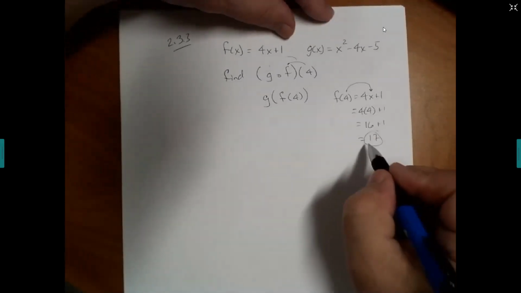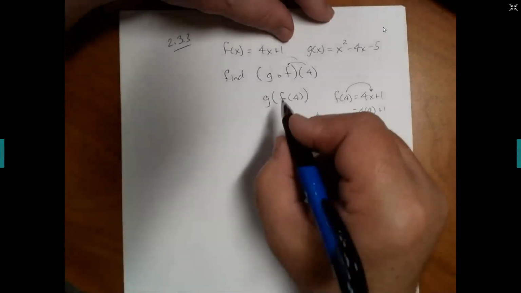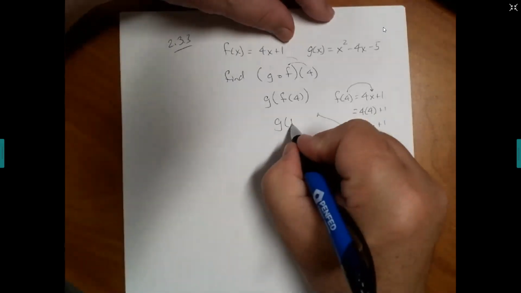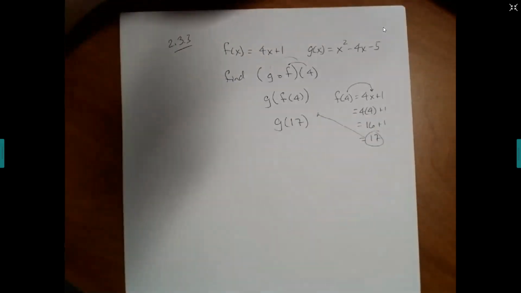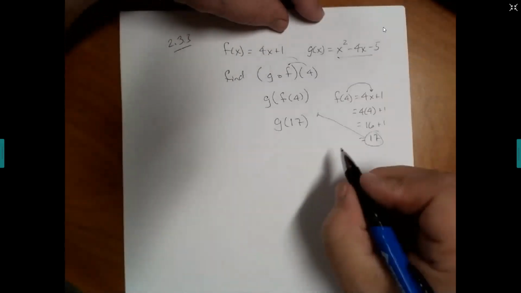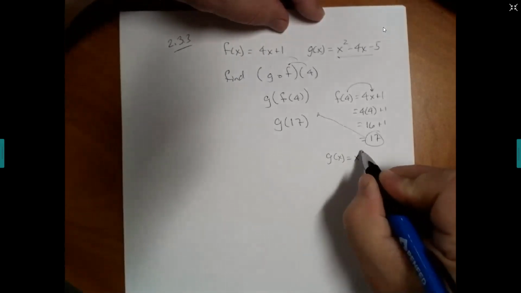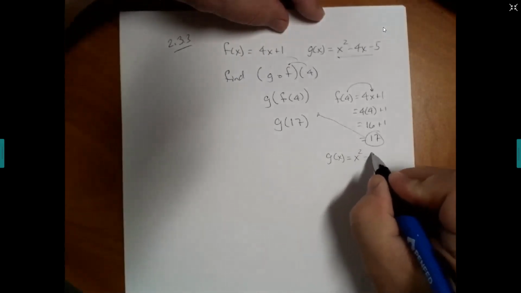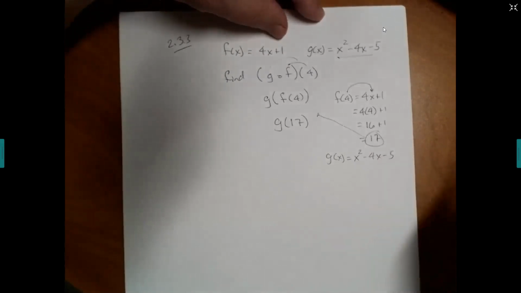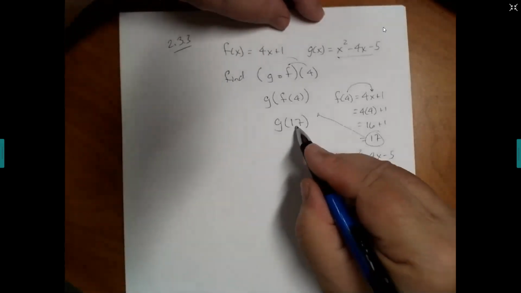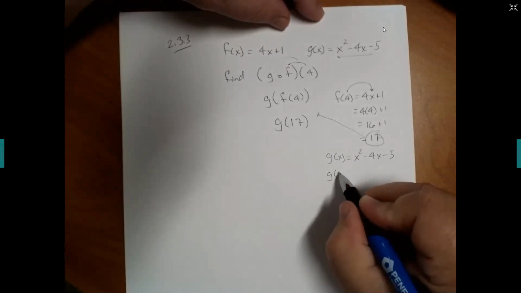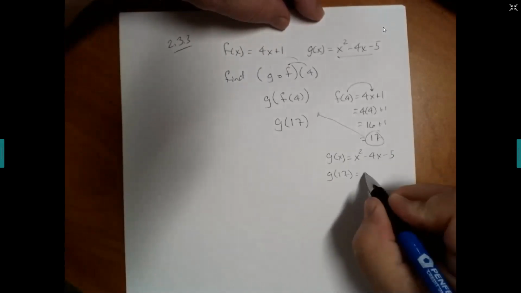So this 17 goes inside the parentheses. So we have g of 17. The g function is x squared minus 4x minus 5. So my x is 17. These people are cruel.